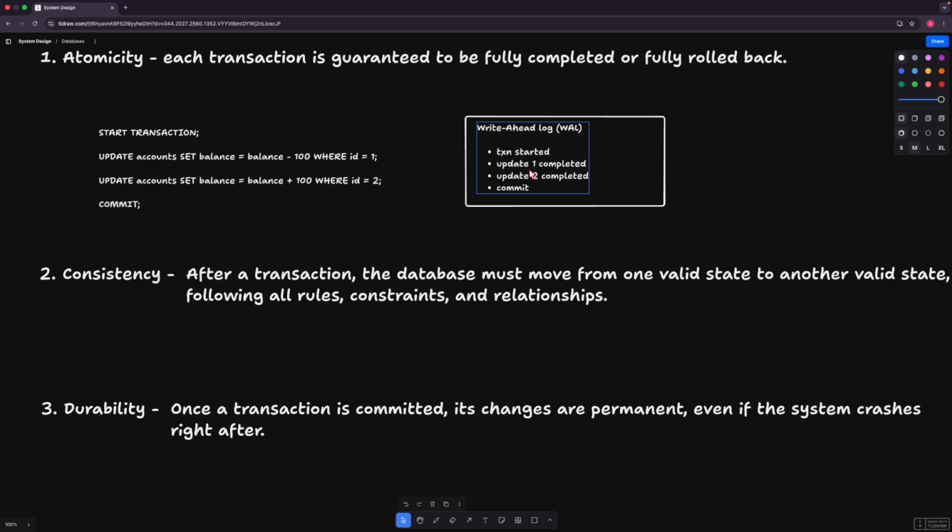Due to this, only once the changes are in the final state, that is the commit state, will the data be written to the disk. Otherwise, the data will not be written. So once the data is written, the changes are permanent, else it will be rolled back. So that's the property, that's durability in SQL databases.